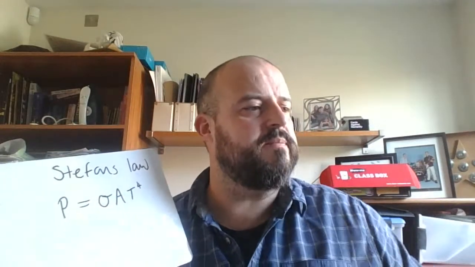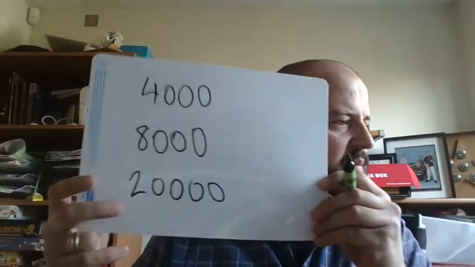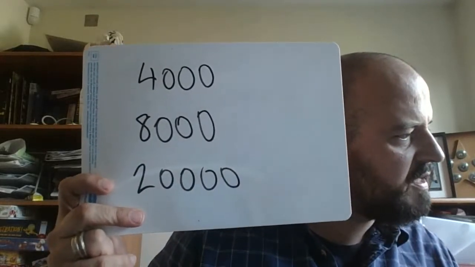So let me just find that. So these were the questions that you had. You're not going to be able to read those on the screen, but I'll read it out to you. We had 3 stars, X, Y, and Z, and they had surface temperatures of 4,000, 8,000, and 20,000 Kelvin. Let me just make a note of that. So we've got 4,000, 8,000, and 20,000. They are our temperatures, and they are stars X, Y, and Z.